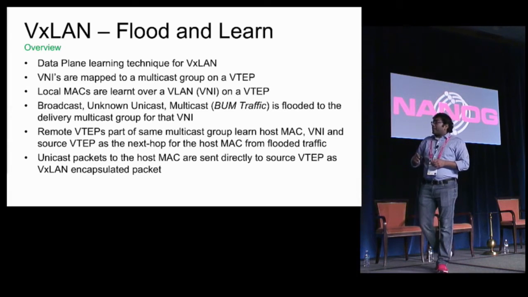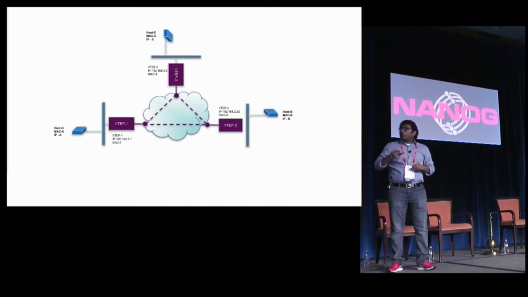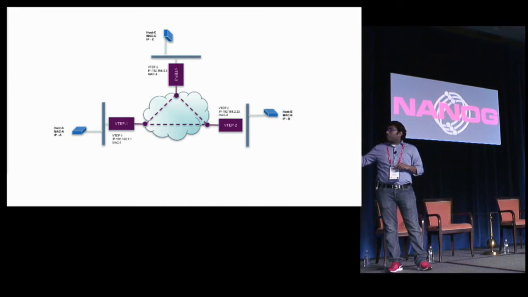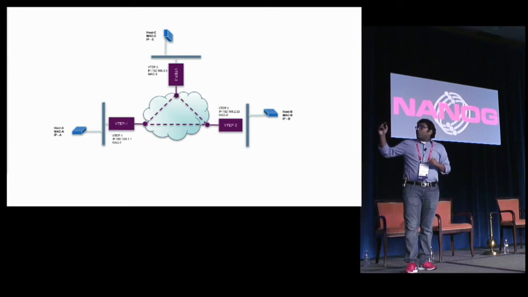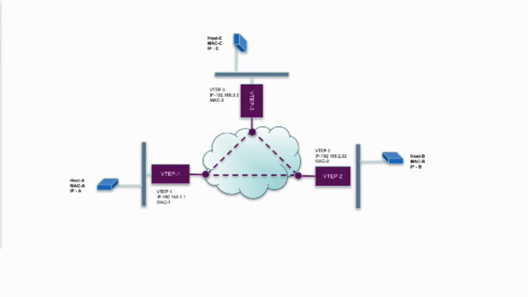Let's see how the packet forwarding works in a flood and learn mechanism. You have three hosts, A, B, and C. They have their separate MACs and IP addresses. You have three virtual VTEPs, VTEP 1, 2, and 3. Again, they have their own MAC addresses and IP addresses.